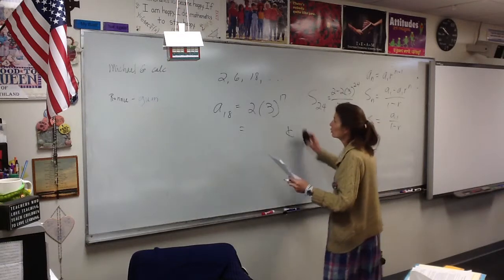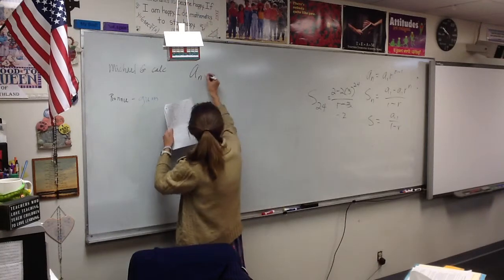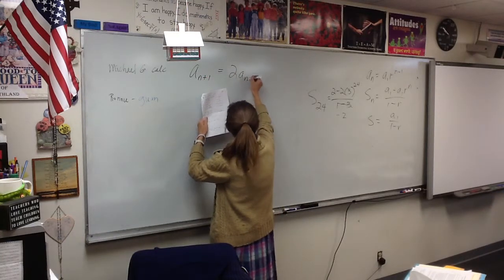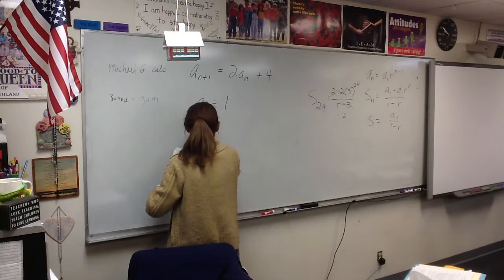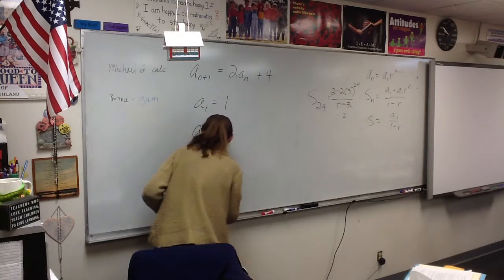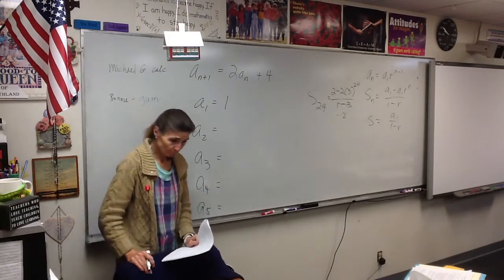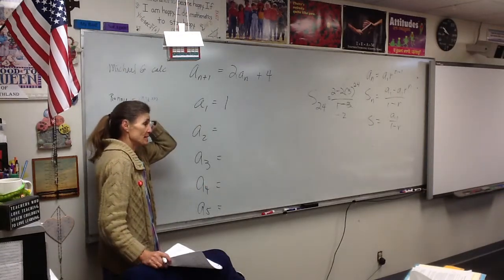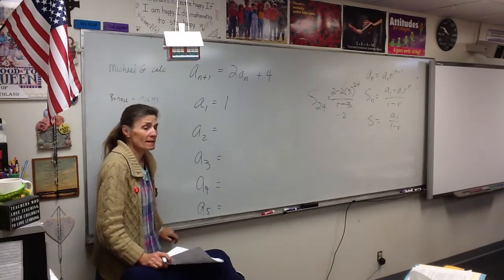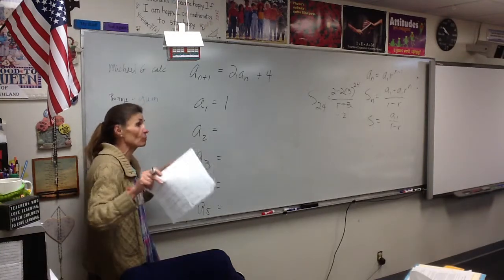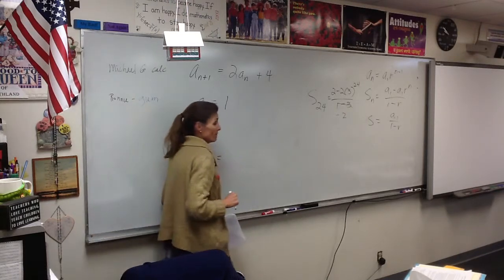Number 4 is a recursive formula. And with a recursive formula, we have to build it from the bottom up. It's kind of like Pascal's triangle. If you want the 5th row of Pascal's triangle, you have to build all the other rows, right? That's how this works. So they tell me that my first term is 1.